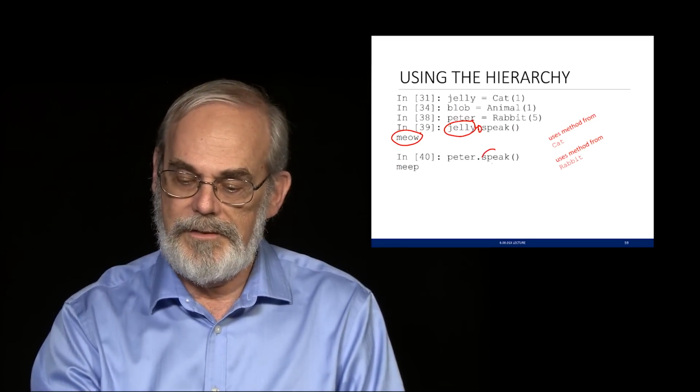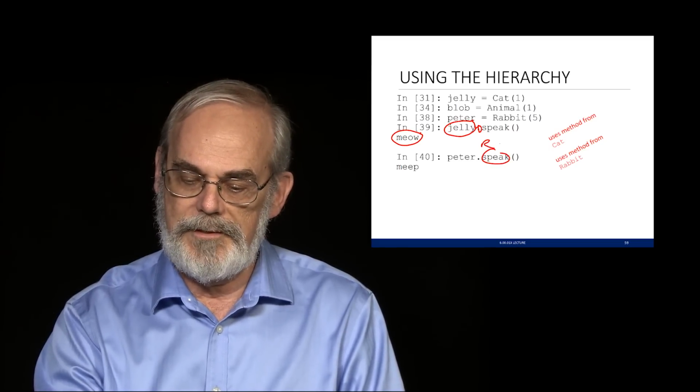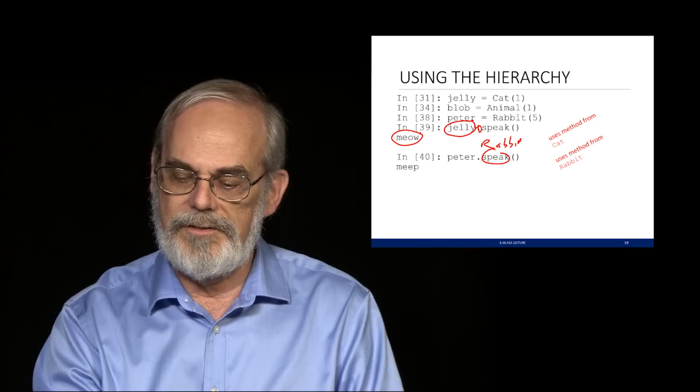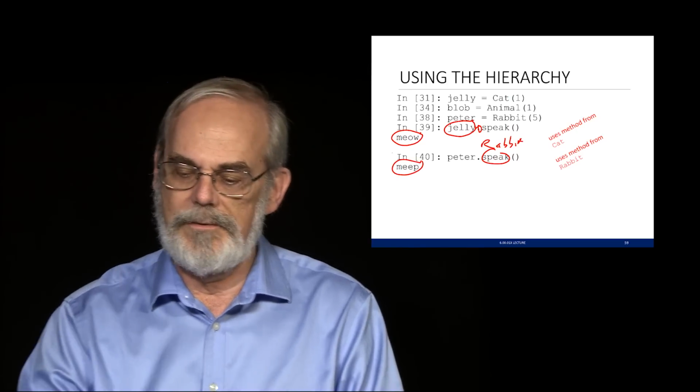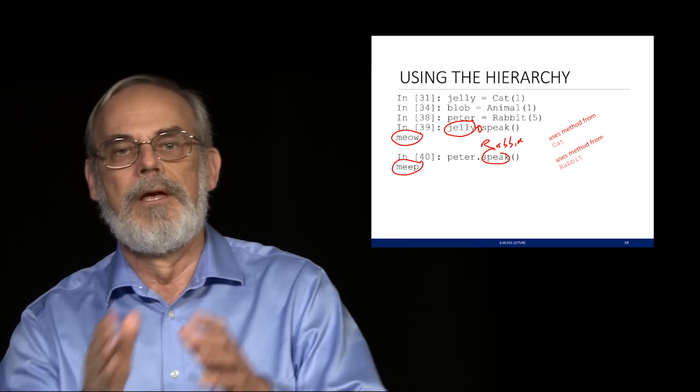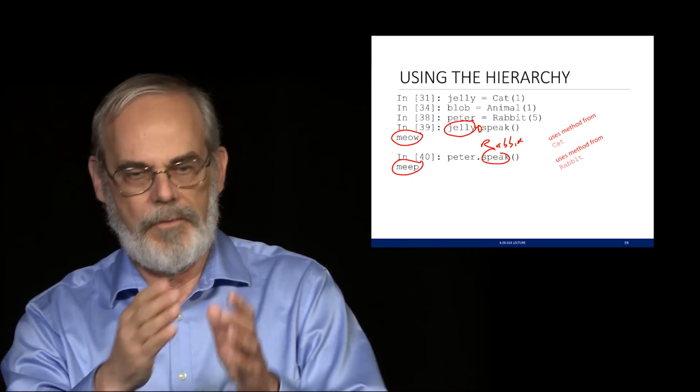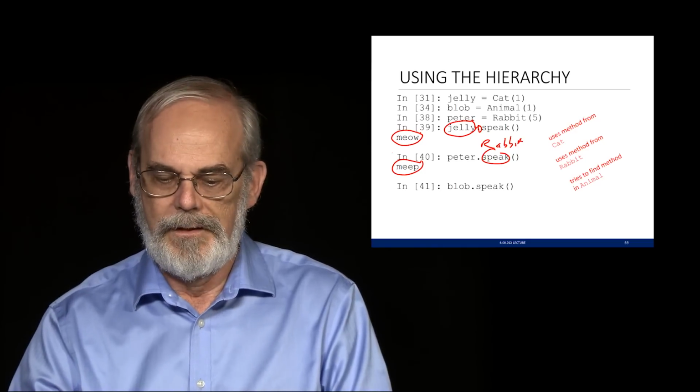Whereas down here, this speak method comes from rabbit, because that's what Peter is an instance of. And that's why it prints out the right thing. I use the appropriate method by letting the instance tell me what kind of method I should look up.